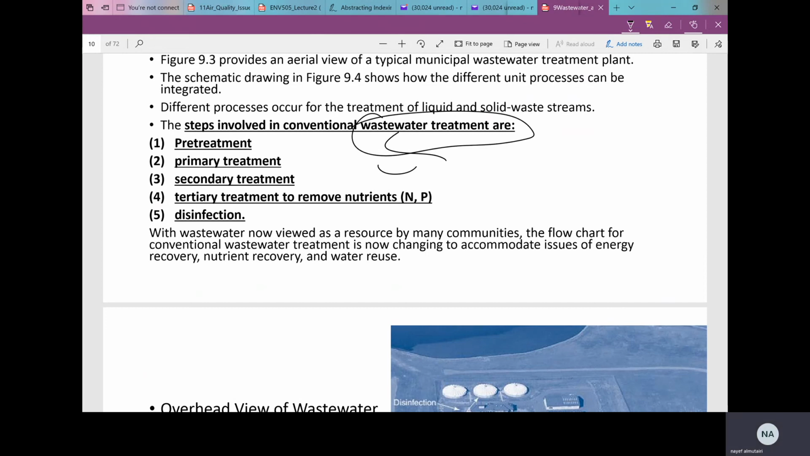You have to know how to rearrange this. Initially, it's pre-treatment. And then it's primary treatment, and then secondary treatment, and then tertiary treatment, and then disinfection. This is the procedure. Step 1, step 2, step 3. Wastewater has to go through all these steps.